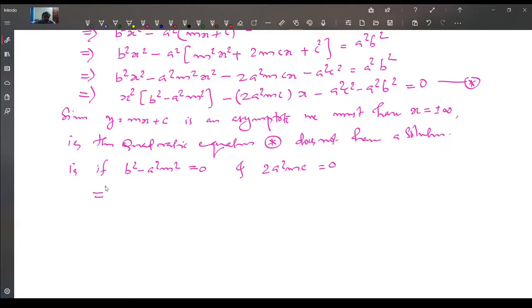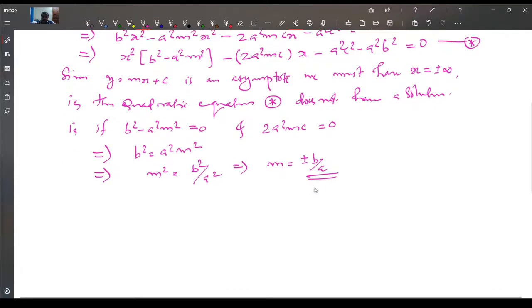So this implies b square is equal to a square m square. So this implies m square is equal to b square by a square. So this implies m is equal to plus or minus b by a. So that is the slope of the asymptote.